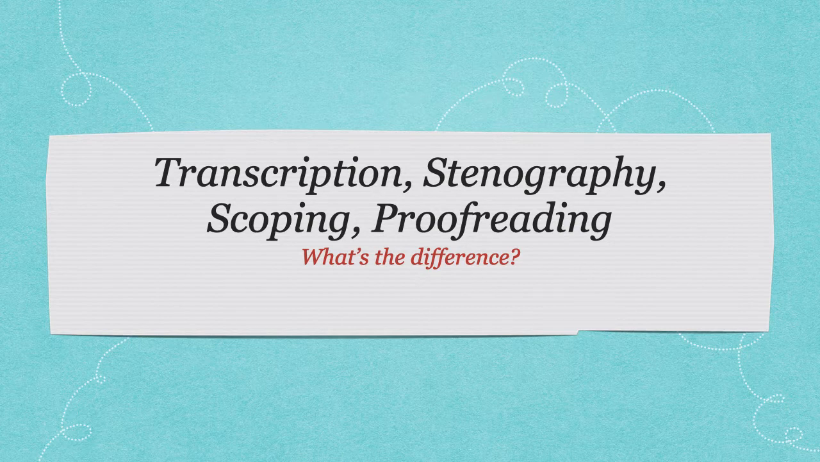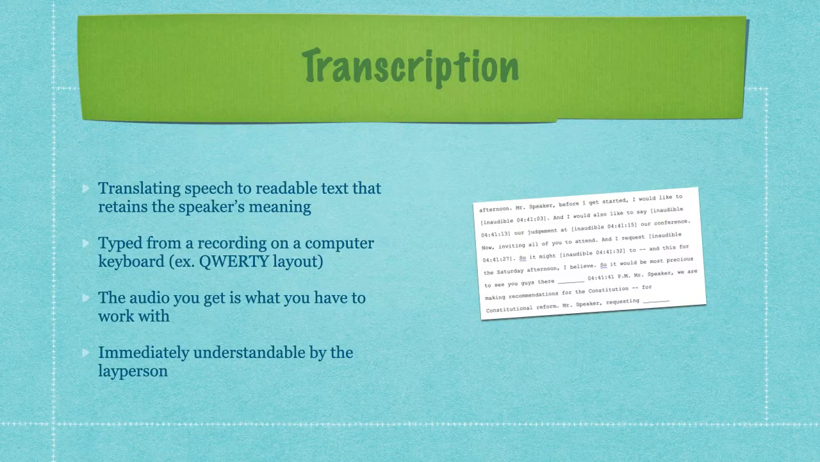So we'll start off with transcription, which at its core is translating speech into a readable text that retains the speaker's meaning. Transcription is done from an audio recording and typed using just a standard keyboard, usually QWERTY layout, but Dvorak, whatever. You start off in English and you're writing in English, and you're working from an audio file, so whatever audio you get is what you have to work with.